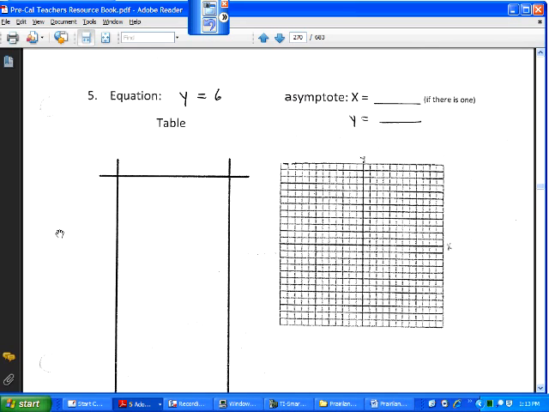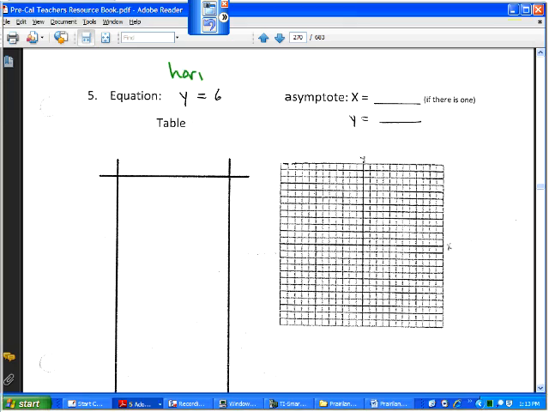Number 5. We're throwing all kinds of stuff at you. We've thrown in some linear. We're going to throw in some quadratic. We've got the rational, which is what this lesson is. We're throwing in some absolute value. What is number 5, y equals 6? It's a horizontal line. There's no asymptotes.